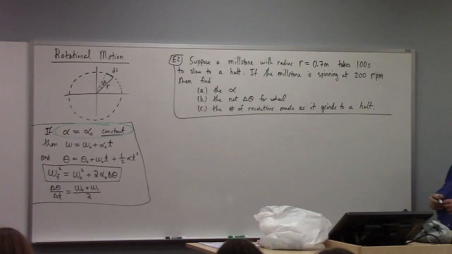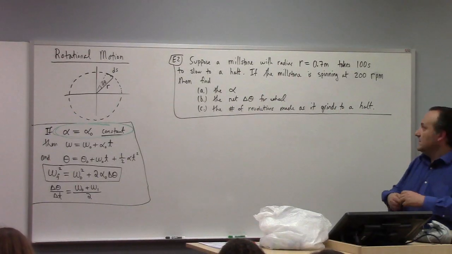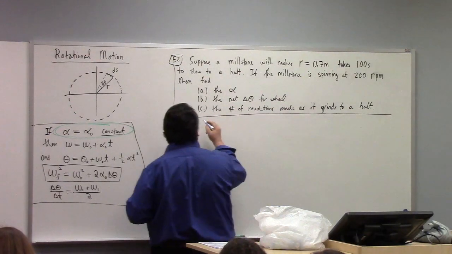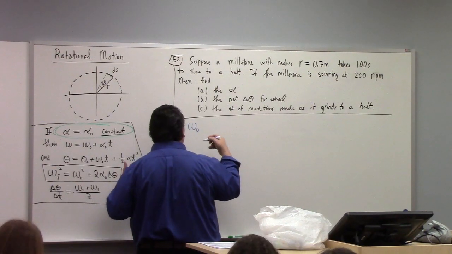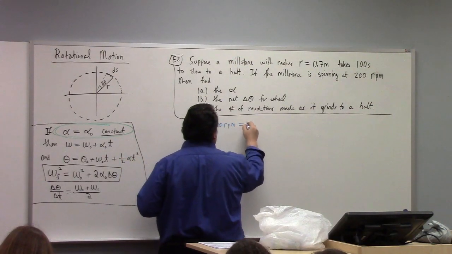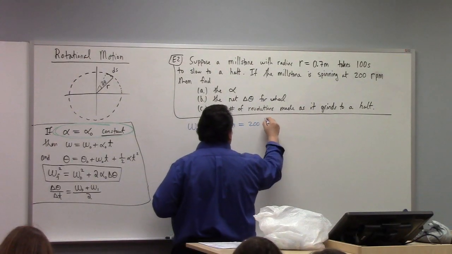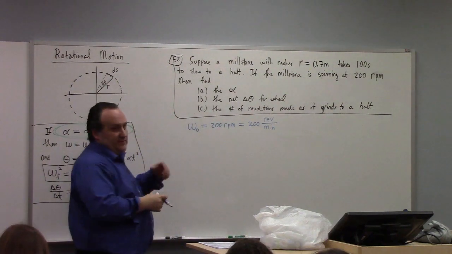So this problem introduces some difficulties of rotational motion that we have to deal with. Sometimes we talk about radians, sometimes we talk about revolutions. What's the difference between a radian and a revolution? Well, a revolution is full circle, right? So let's start out with this pesky 200 RPM. That's my initial angular velocity of 200 RPM. So 200 RPM doesn't really help me. 200 revolutions per minute, that's something I can work with algebraically.